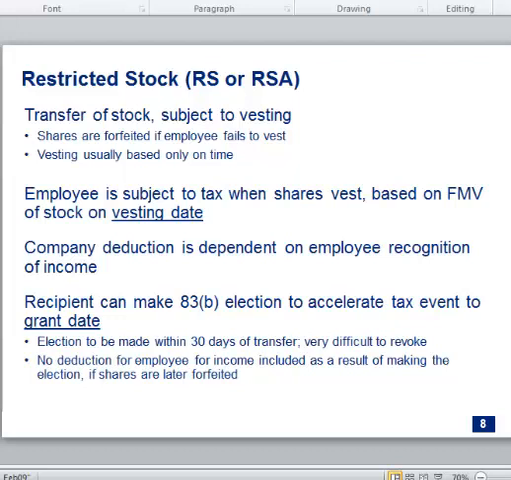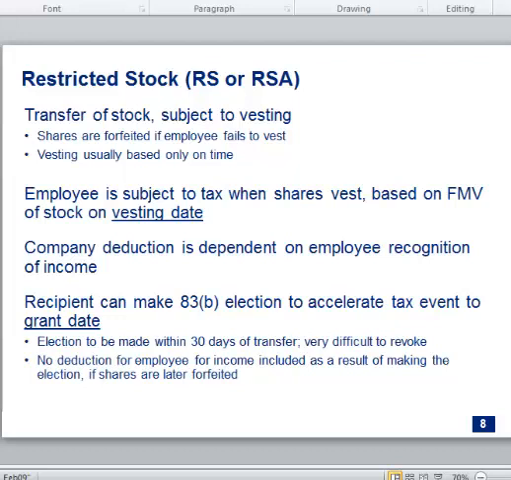If she makes the 83B election when the stock is 25 and the stock goes to 0, well, that's not good, right? Because now her basis in the stock is 25, she has a capital loss. The capital loss isn't going to offset that wage income you picked up, so you're screwed, right? You picked up $25 of income and you don't have any cash. Okay, so an 83B election is risky if the stock goes down.